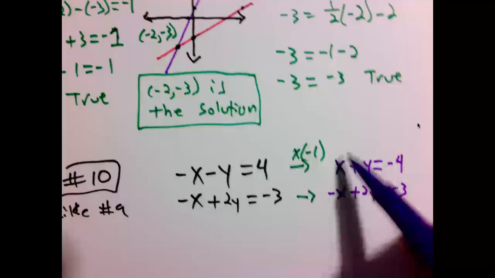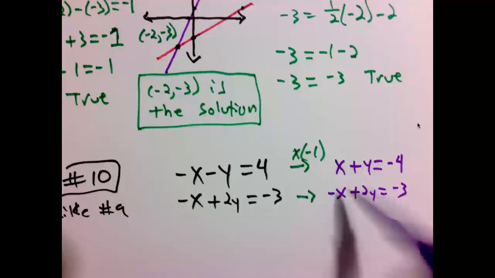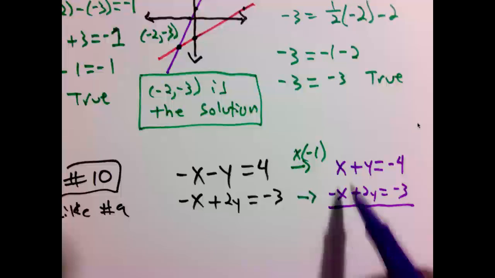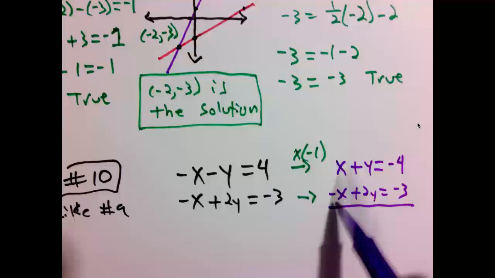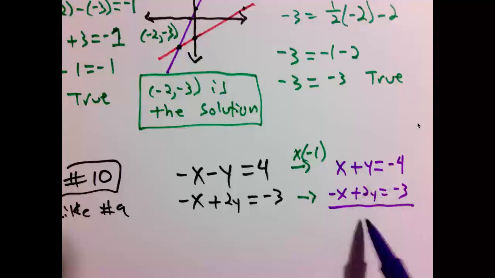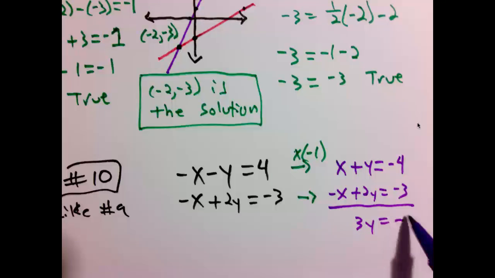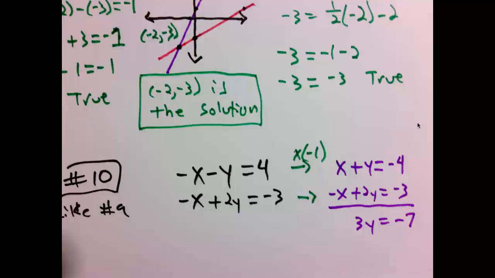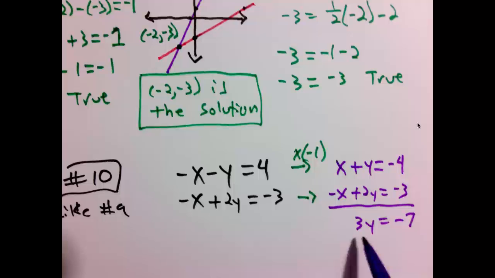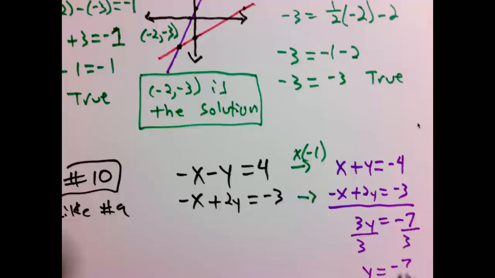Now you can see we have our additive inverses here. When we add these two, they will eliminate each other. 1y and 2y is 3y. Negative 4 and negative 3 is a negative 7. Solving for y by dividing both sides by 3, we get that y is negative 7 over 3.